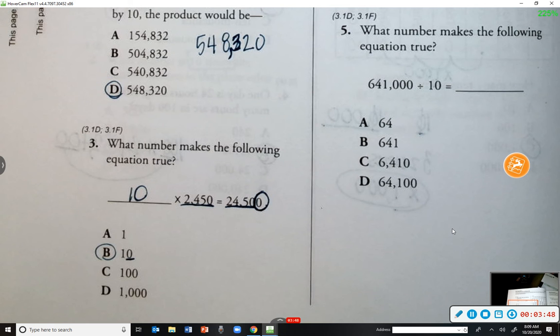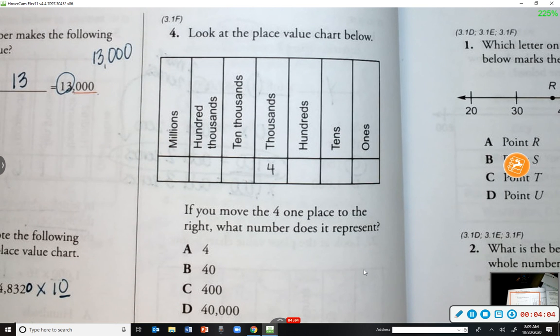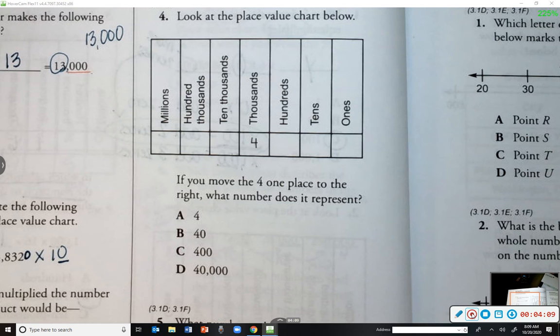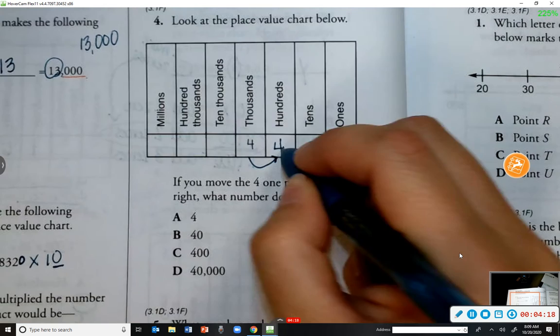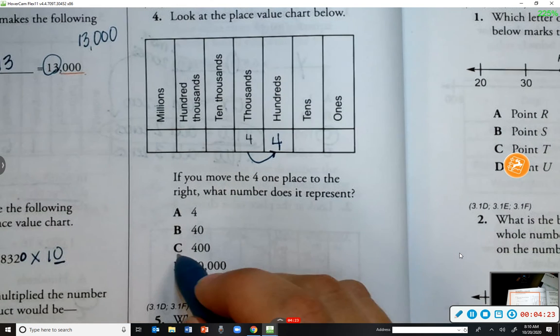Is it getting easier now? Starting to make sense? Look at the place value chart below. Okay, so if I'm in a place to the right, I need to go to its place. What number does it represent? 400. C, 400. Good.